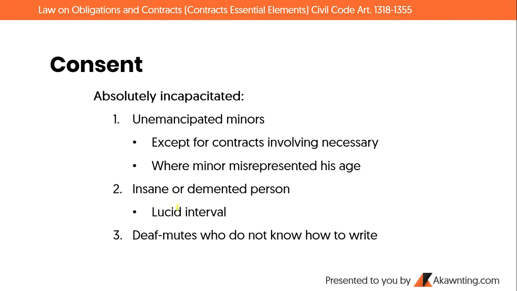So, first, number 1, mga minor, unemancipated minors. Kahit anong klaseng kontrata, in general, hindi nila pwedeng pasukan, except contracts involving necessaries. For example, bumili sila ng pagkain. So, that contract is binding kasi it involves necessaries, di ba? Pag bumili ng pagkain, bumili ng damit, bumili ng pangangailangan, bumili ng, let's say, edukasyon or tirahan or whatsoever. Necessaries na yung mga yan.